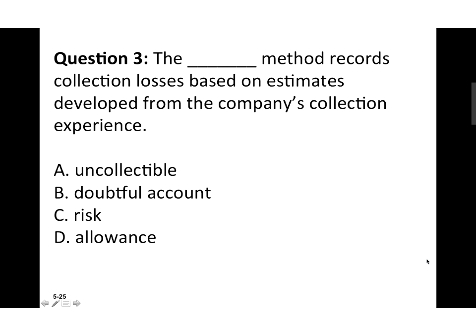Okay, so let's do a couple questions. The blank method records collection losses based on estimates developed from the company's collection experience. A, uncollectible, B, doubtful account, C, risk, D, allowance.